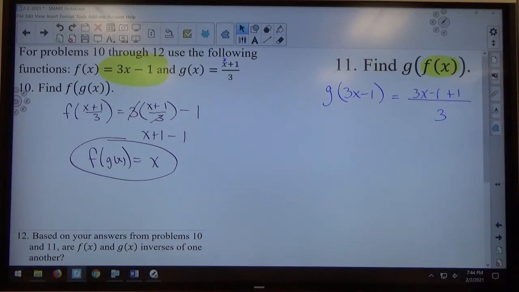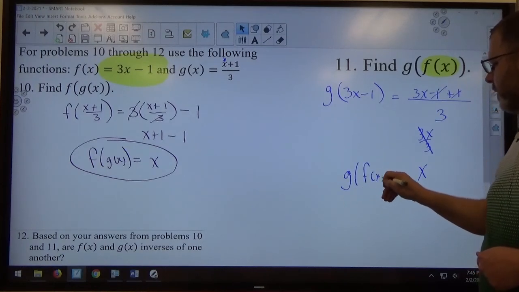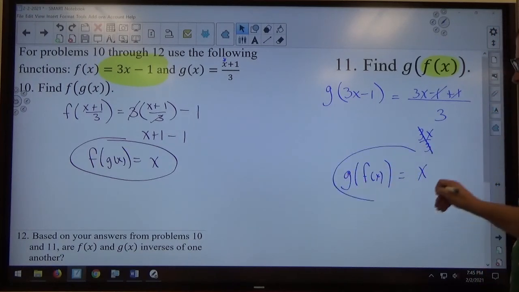Okay, I want to simplify the top as much as possible before I deal with the division. So minus 1 and plus 1 cancel, leaving me with 3x over 3. And then 3 divided by 3 makes 1, so we get 1x, also known as x. So g of f of x equals x.